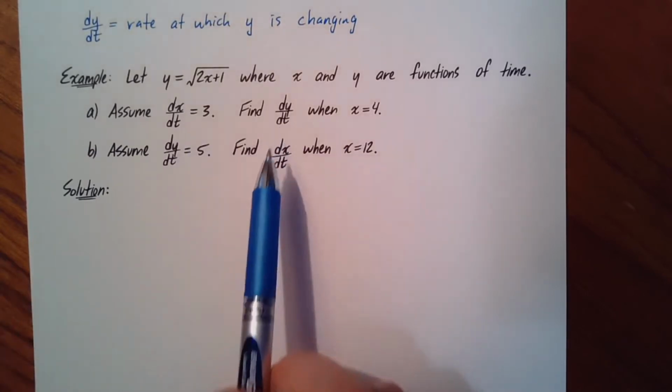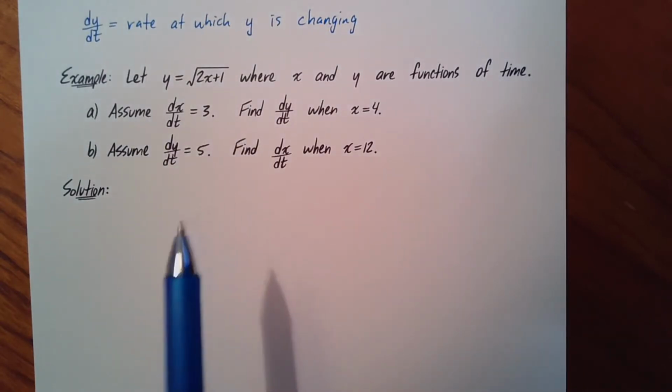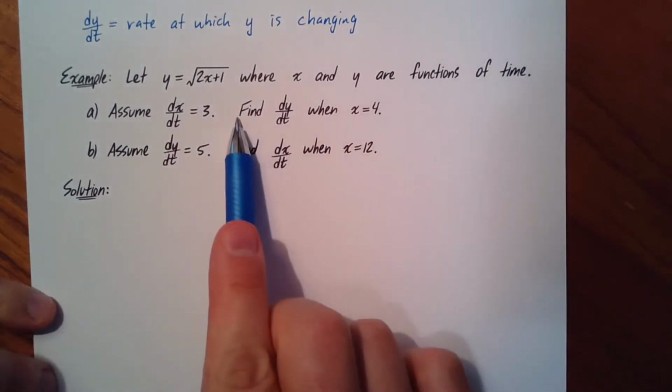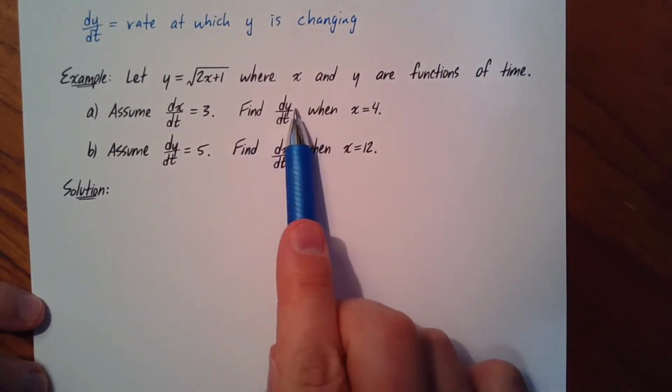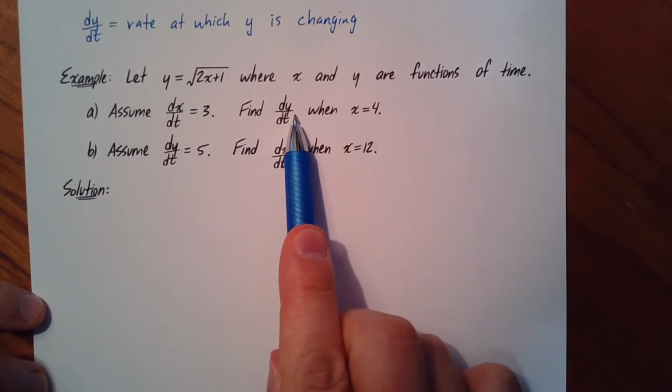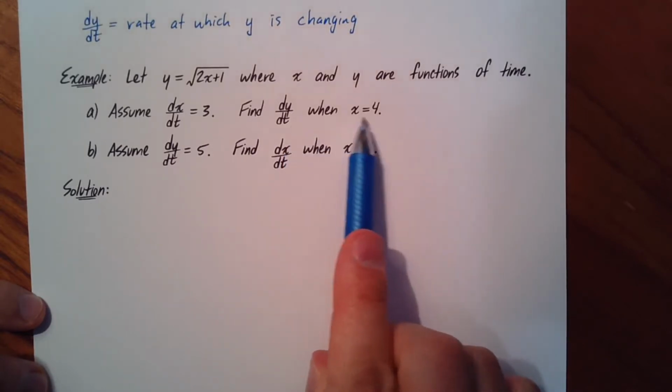I'm going to say that one more time, but then after I do that, pause the video and just say it out loud to yourself. It's really good practice, and I want to get you in the habit of reading these things in that manner. So read this as, find the rate at which the variable y is changing at the particular moment in time when x is equal to 4.